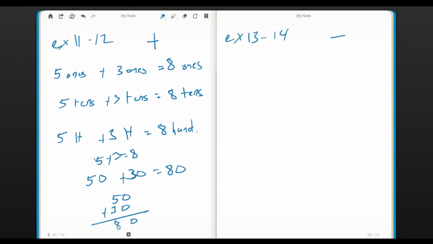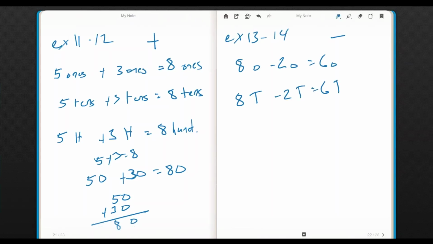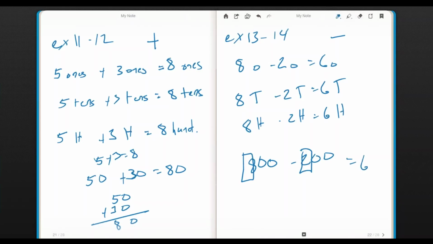And if you look over in exercise 13, they're going to start subtraction with that same exact concept. And they use 8 ones minus 2 ones is 6 ones, and 8 tens minus 2 tens is 6 tens, and 8 hundreds minus 2 hundreds is 6 hundreds. So when you see the problem 800 minus 200, you can think, oh, I have 8 of those hundreds and I'm subtracting 2 of those hundreds. I'm going to have 6 of those hundreds left over.